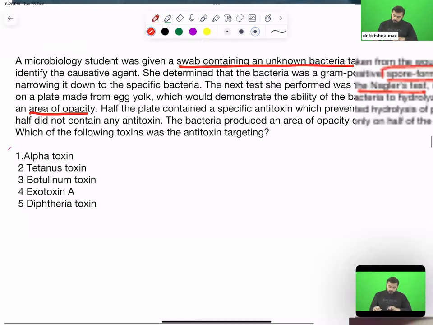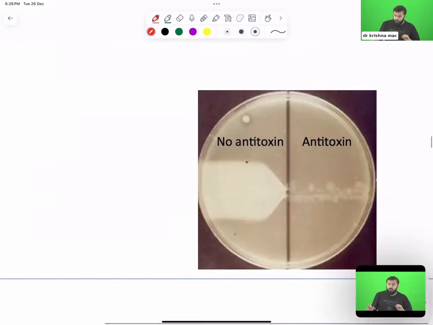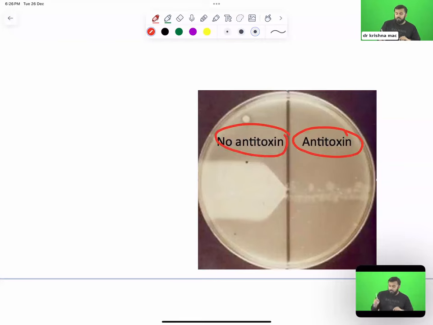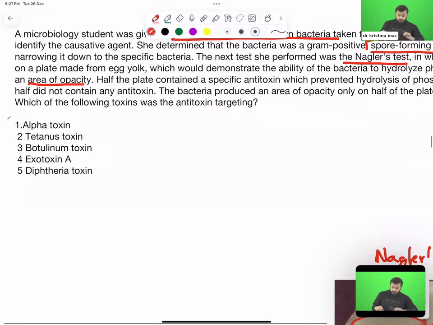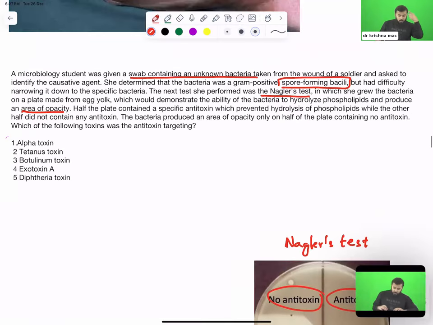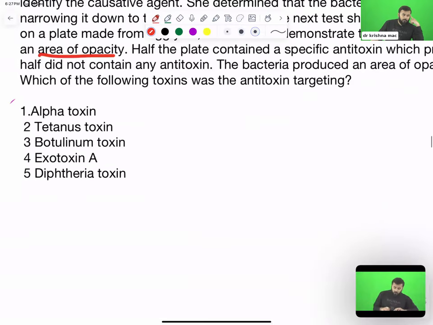Look at this. This is the plate. Half of the plate has antitoxin. Here there is antitoxin, here there is no antitoxin. So where there is antitoxin, the bacteria did not spread. Where there is no antitoxin, there is an opacity region, a cloudy region. Now, this test is called what? This test is called Nagler's test. And where do you see this Nagler's test? What was the toxin? Tell me, which toxin is it? What was the toxin?